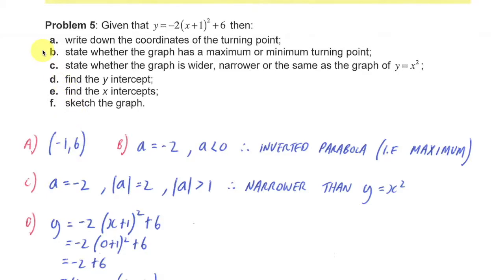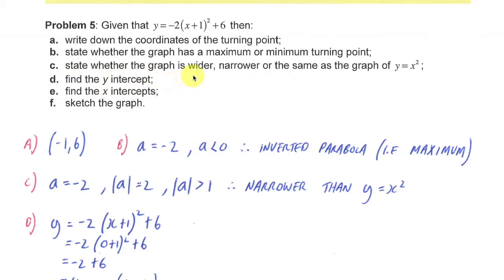B, state whether the graph is a maximum or a minimum turning point. The value that we have in front of the brackets is negative 2, it's negative. So therefore, this graph will be an inverted parabola. Okay, so it'll be inverted. And that will mean that we'll have the turning point being a maximum value. So you can imagine that shape. So at the very top, you're going to have that maximum.